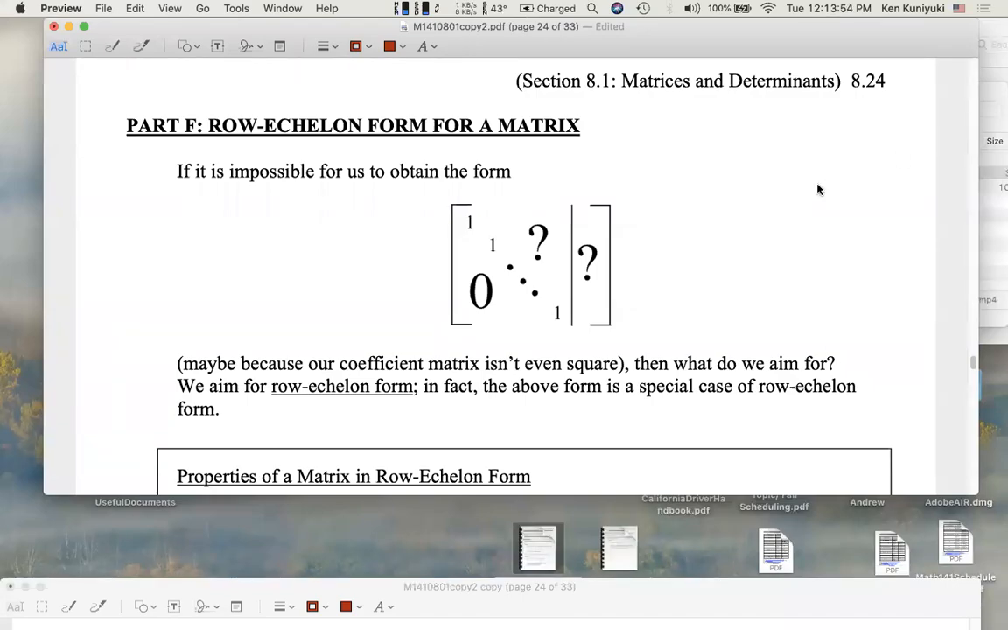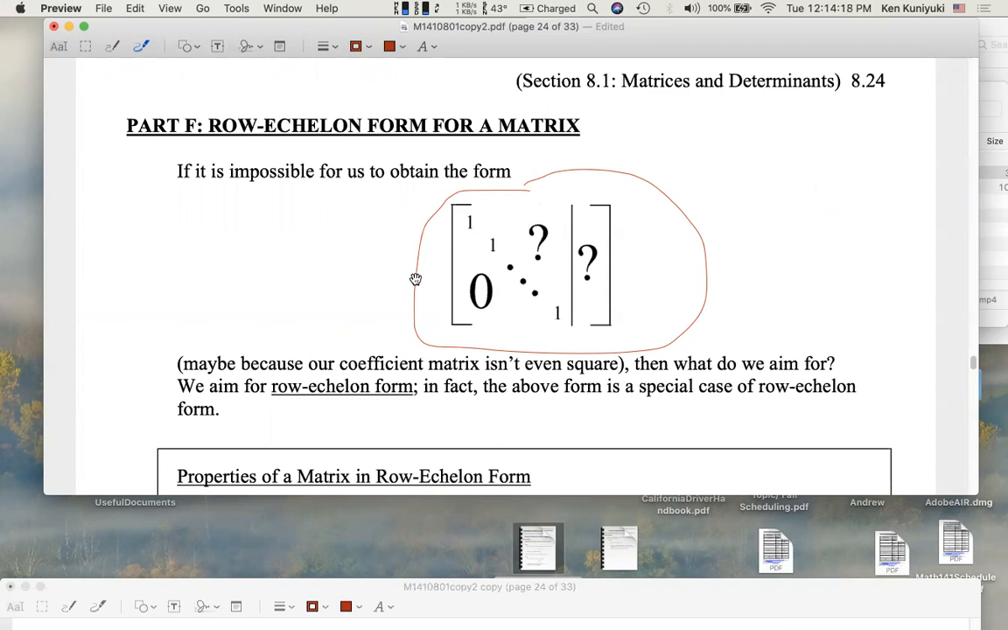So what is row echelon form for a matrix? Remember, we were aiming for this kind of form back with GEBS. We have a square coefficient matrix in our examples: ones along the main diagonal, zeros all below. That's what we were aiming for in our GEBS problems. This would correspond to a square system with one unique solution.